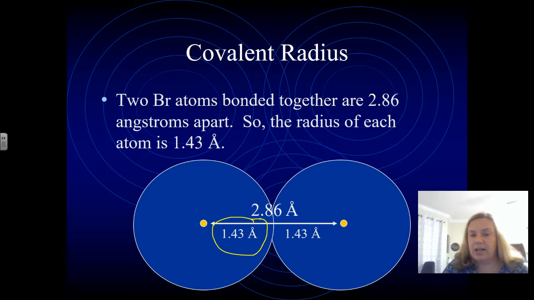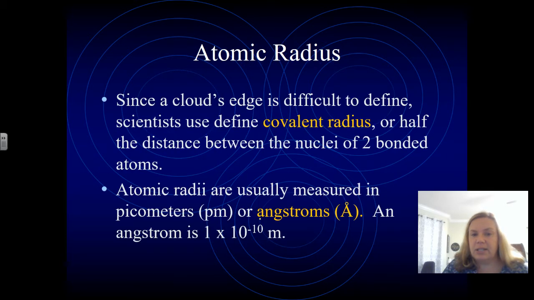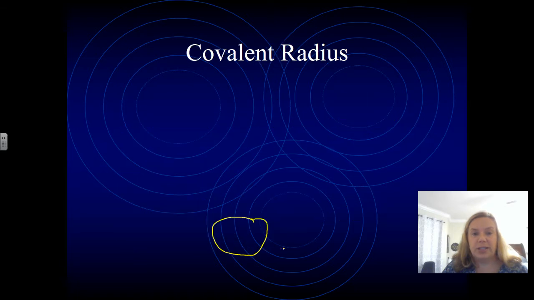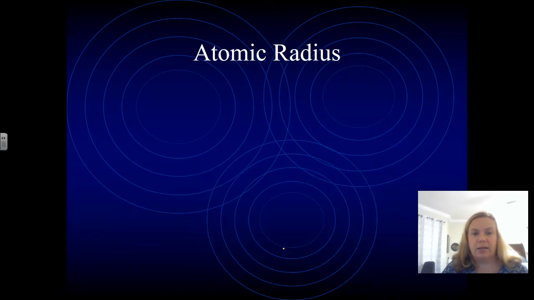Just to get another idea, let's go back a slide really quick to get another idea of angstroms. Angstroms is also what we call picometers, and a picometer is 1 times 10 to the negative 10 meters. So we're working with very, very small numbers and units here. Let's go back here.